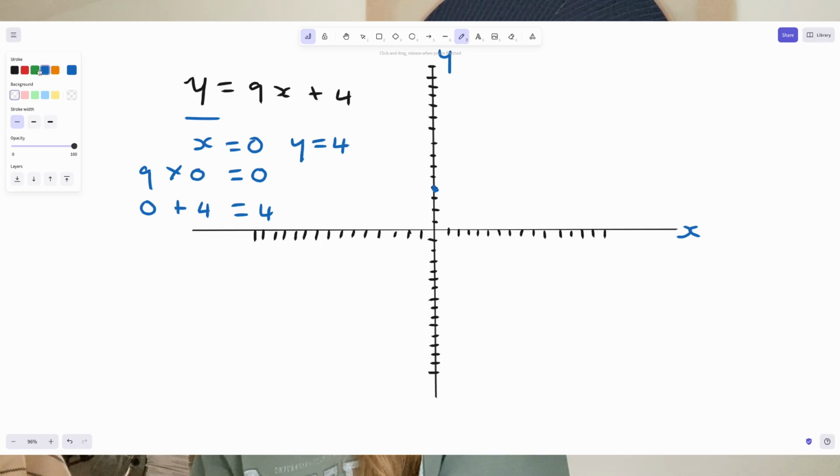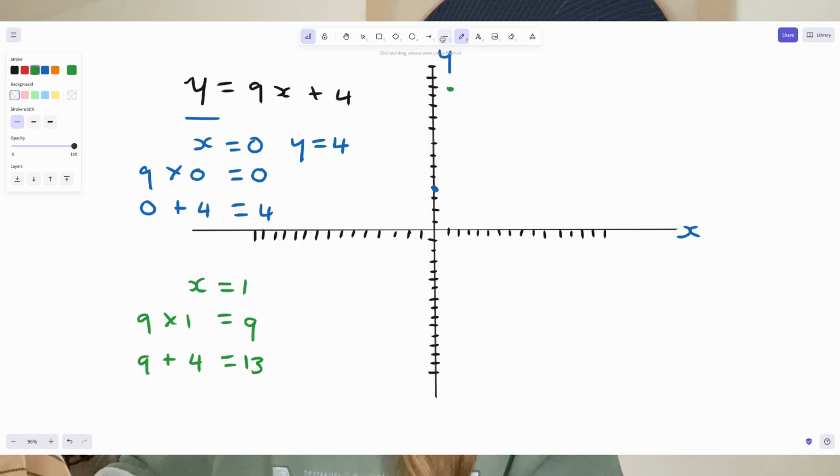Now we can work out what y would be if x equals 1. So 9 times 1, as we know, is 9, and then 9 plus 4 is going to be 13. So we're going to go along the corridor and up the stairs all the way to 13. So we've got our 2 points. We only need 2 points to make a line on a graph. So we can then make a line and draw through both of these points.